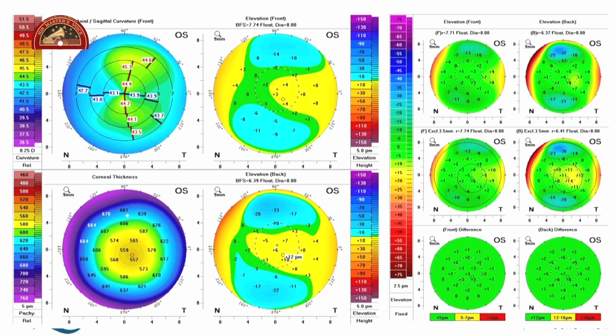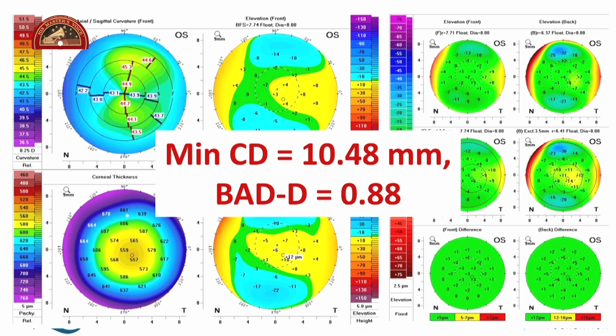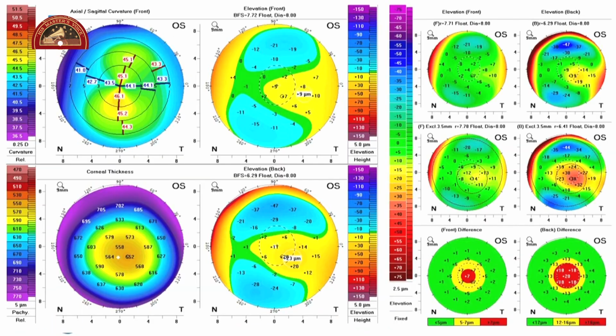So once we quantify this cornea, I'll show you this one patient here. This is a 560 micron cornea, looks pretty okay. None of the Pentacam elevation maps are pointing out anything severely abnormal. And when we looked at the minimum corneal diameter for this patient, which was around 10.48 millimeters, the BAD-D was 0.88.